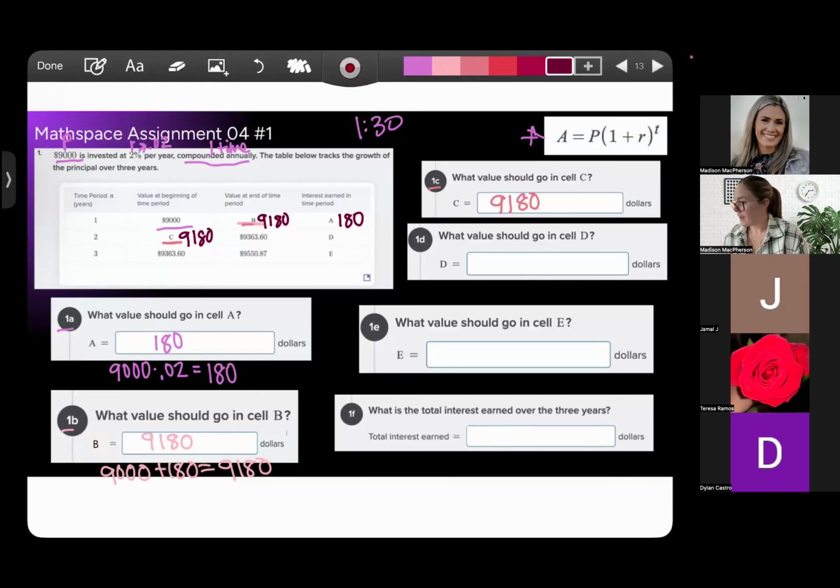Okay. What value should go in cell D? So now we're looking here. So we know if we started with 9,180 and now we've got this 9,363.60 and we want to know how much interest was earned. We started with this one. Now we have this one. What's the difference between the two? We just have to do 9,363.60 minus 9,180. Go ahead and plug that into your calculator, see what you get.